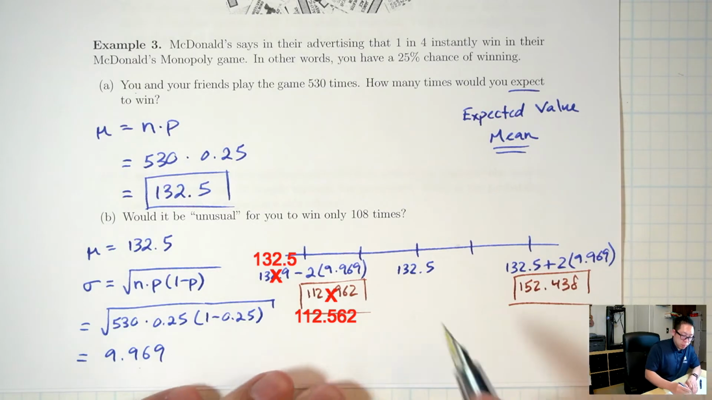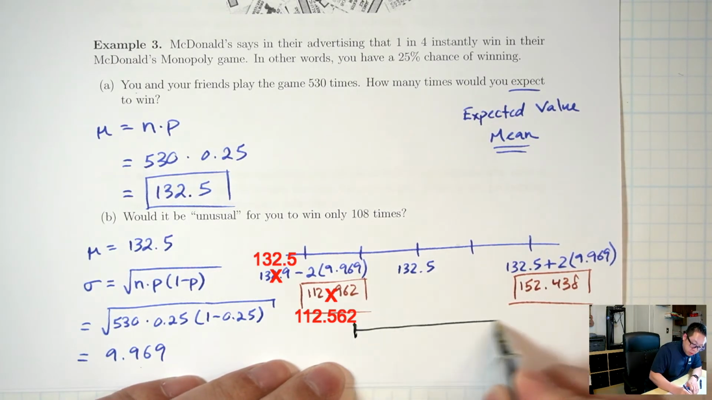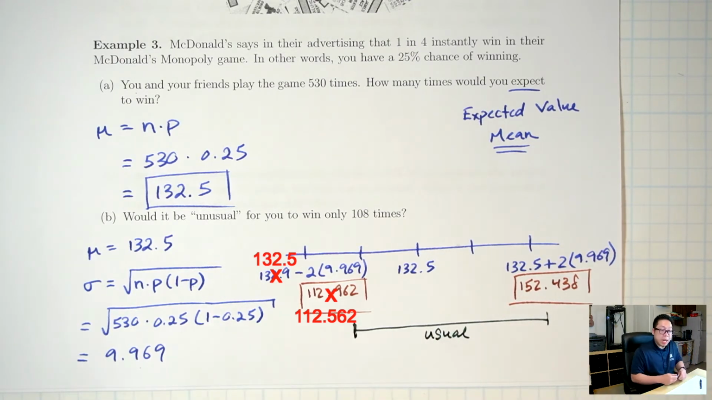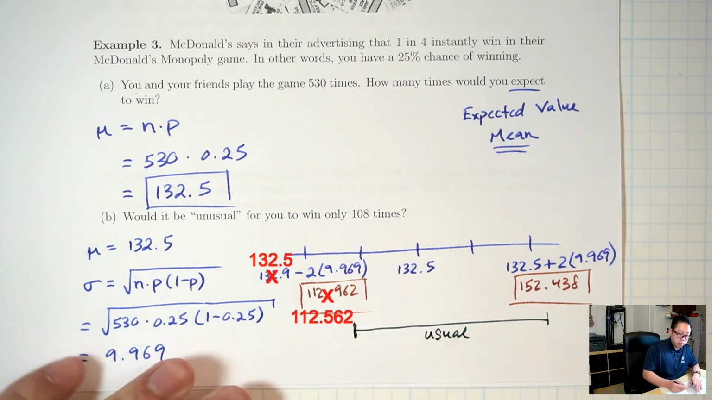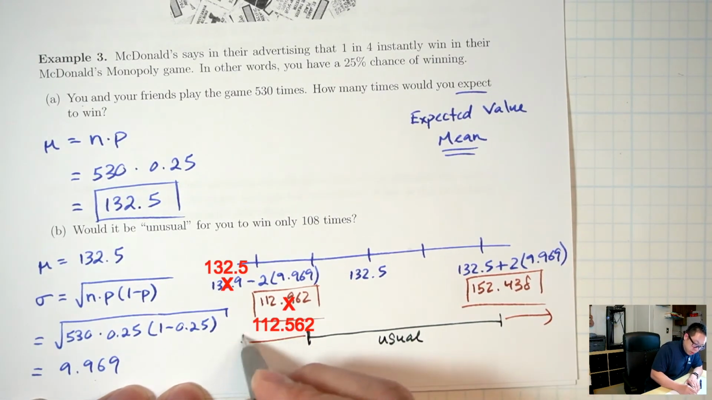Okay, so between 2 up and 2 down, that's what's considered the usual zone. And then anything outside of that is considered unusual. So if you are outside of it, you are considered unusual.